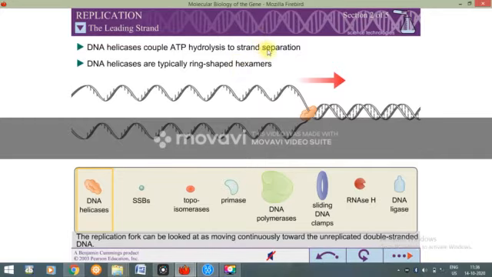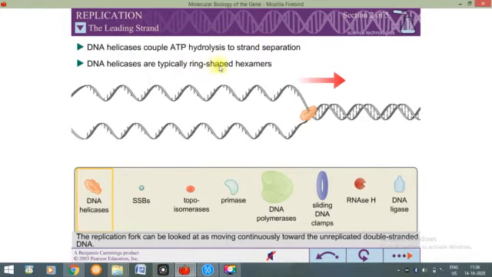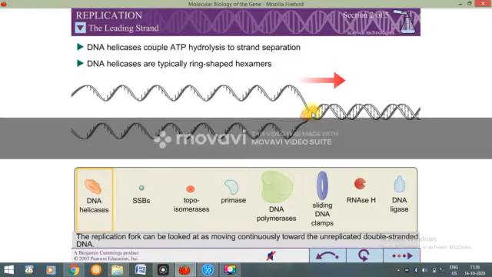And this helps in strand separation. Okay, now DNA helicases are typically ring-shaped hexamers. So you can see this structure is actually ring-shaped. And that is not required for you. Just remember the name, helicase, and that it helps in strand separation. Double stranded DNA is converted into single strand.